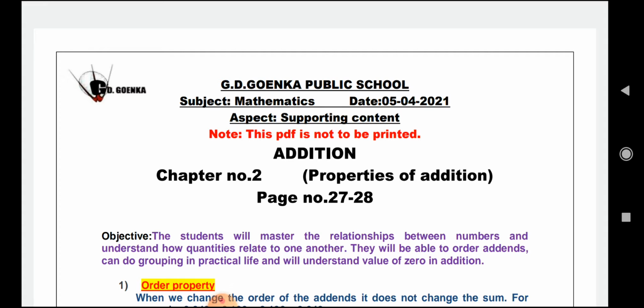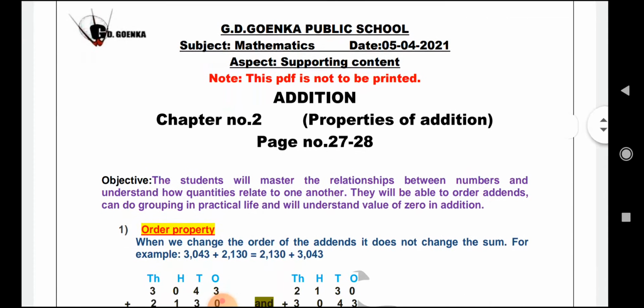Today, the topic in our class is properties of addition. First, let me tell you the objectives. Students, you will master the relationship between numbers and understand how quantities relate to one another. You will be able to order addends and do grouping in practical life, and you will understand the value of zero in addition. So, let me tell you the properties of addition you can use to solve addition problems.